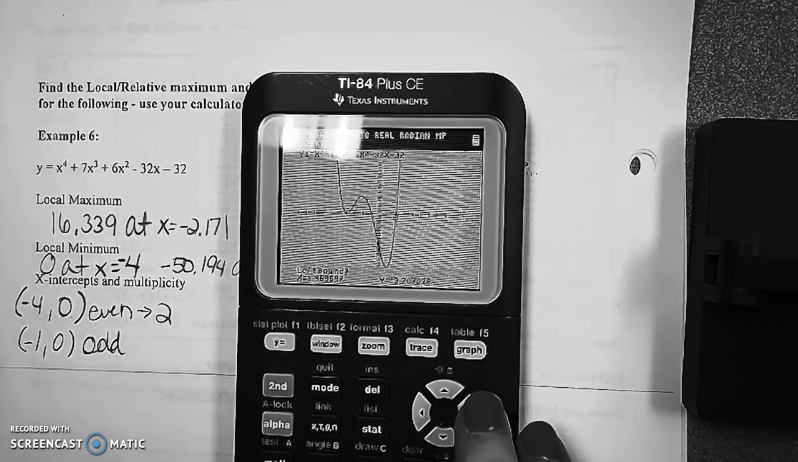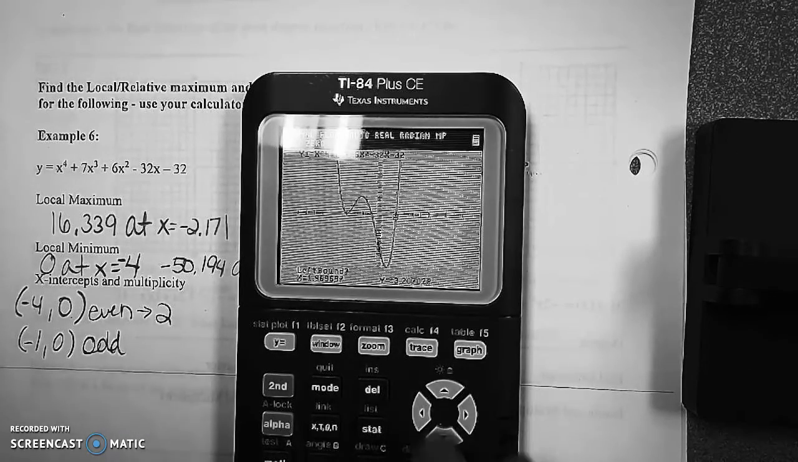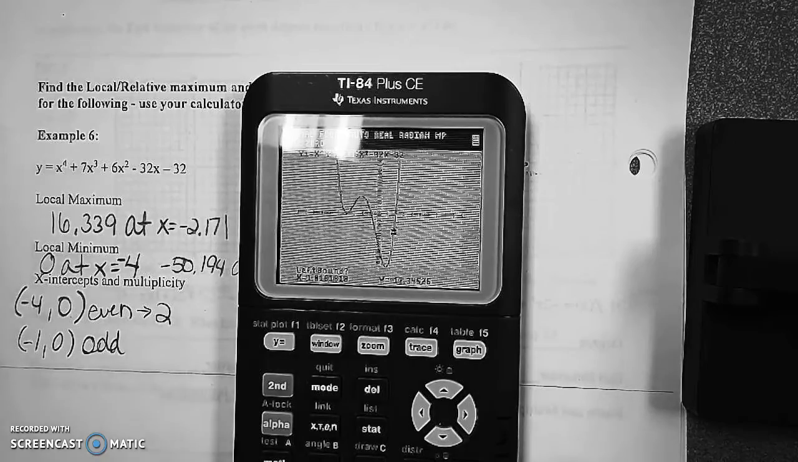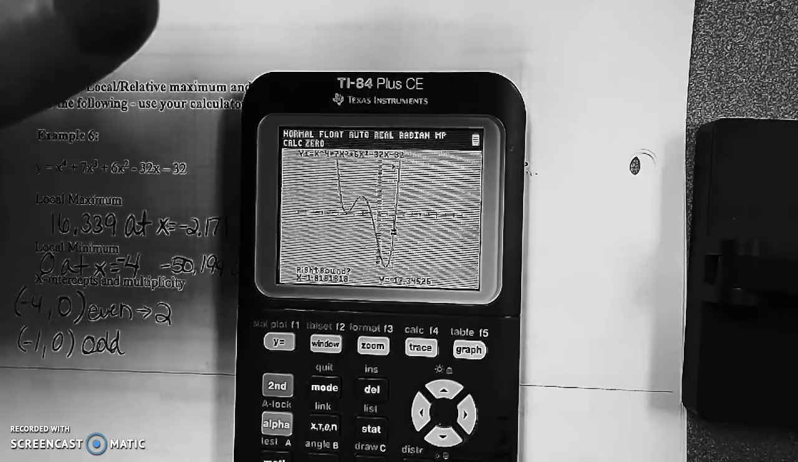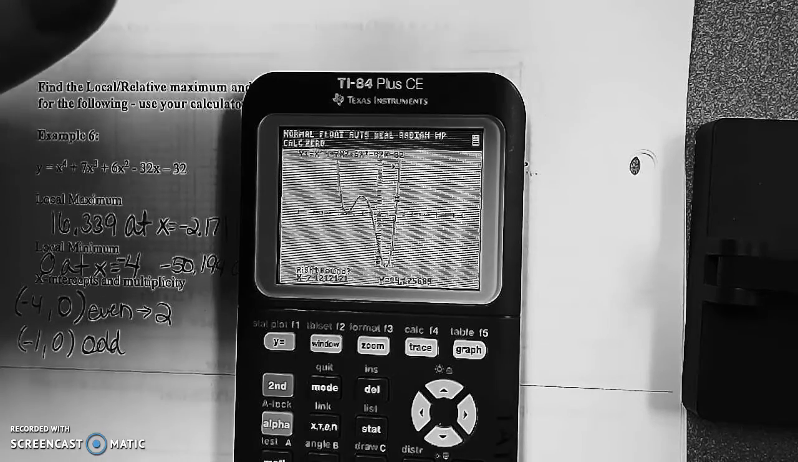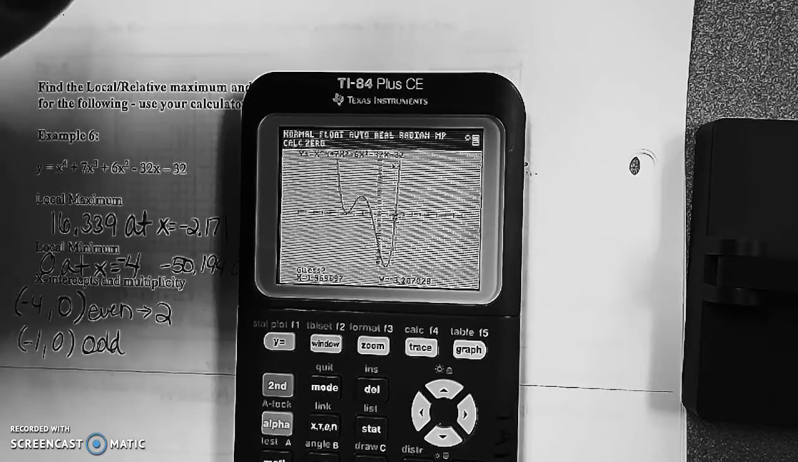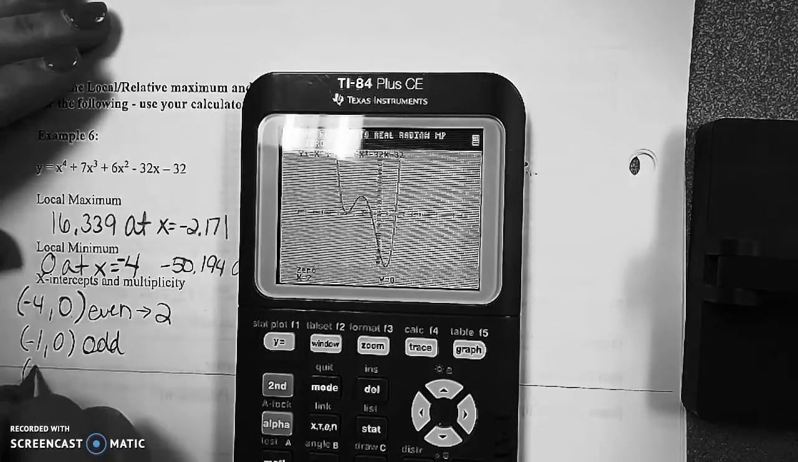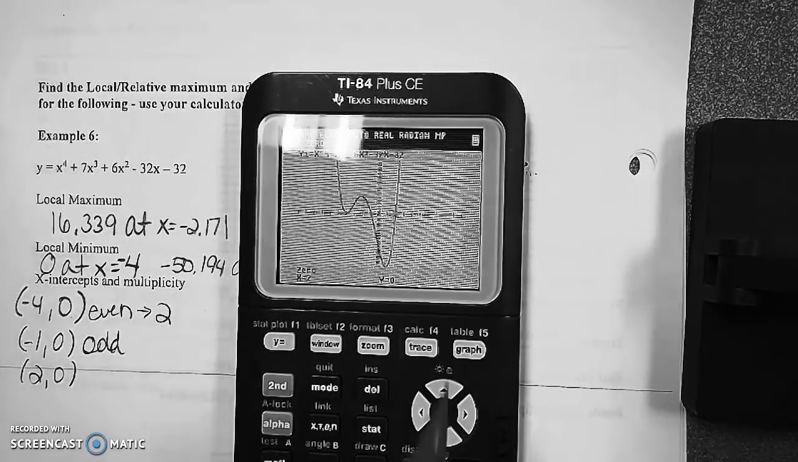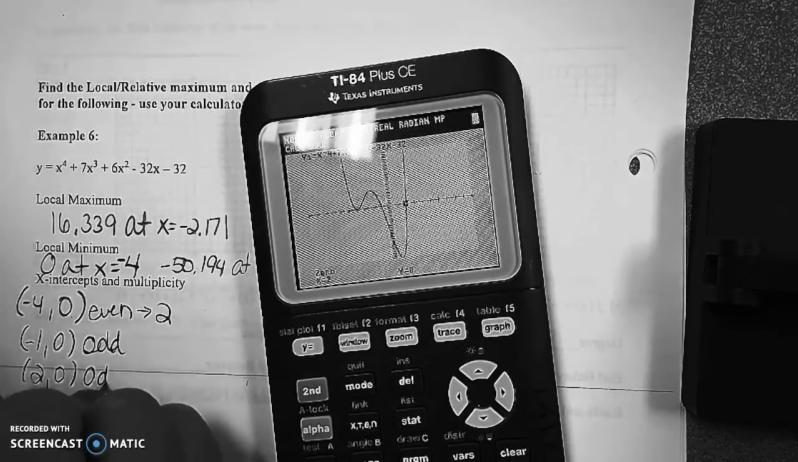I like to orient myself by putting my cursor as close to on top of that x-intercept as we can get. And now it says left bound, so I'm just going to move my cursor to the left-hand side of that x-intercept and hit enter. Now it says right bound. Move your cursor to the right and hit enter. And I guess you kind of get as close to it as you can, and yes, 2, 0. Since the graph crosses there, I know it's odd multiplicity.